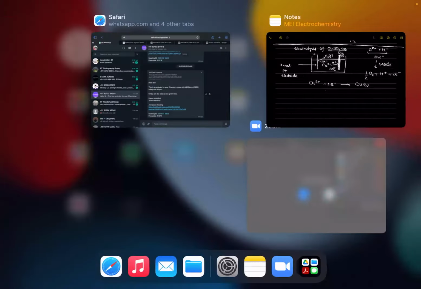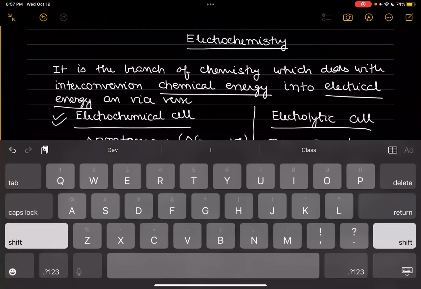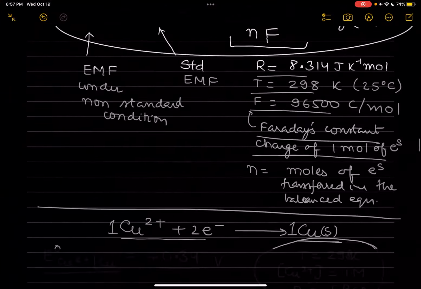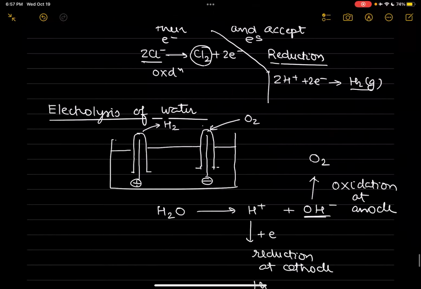Earlier times it was much more common. Copper utensils were used to store water, because copper doesn't get oxidized. So this is the basic theoretical part of electrochemistry.